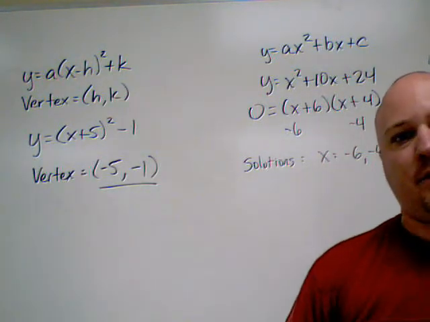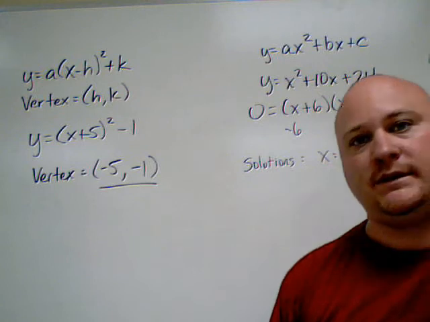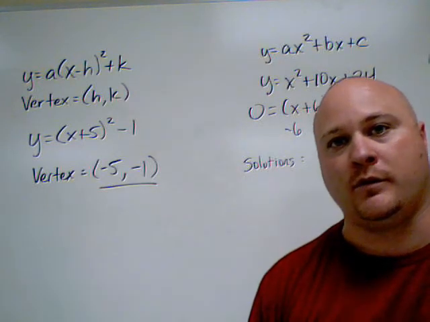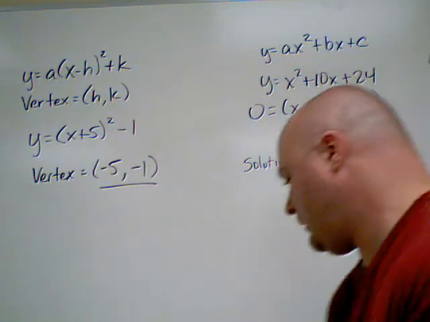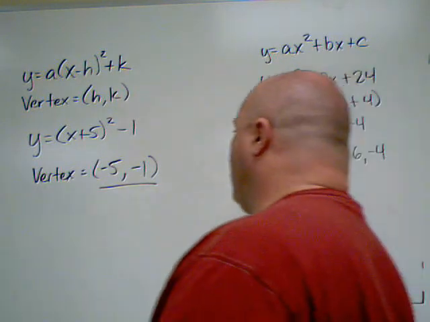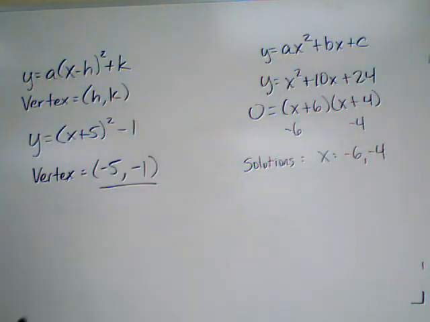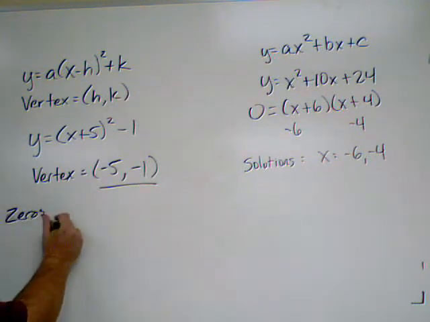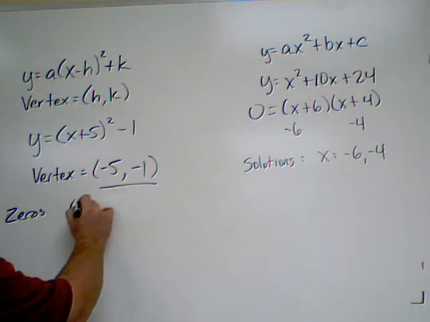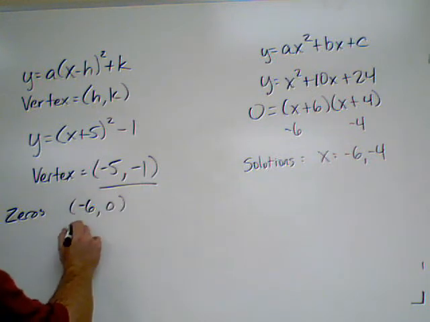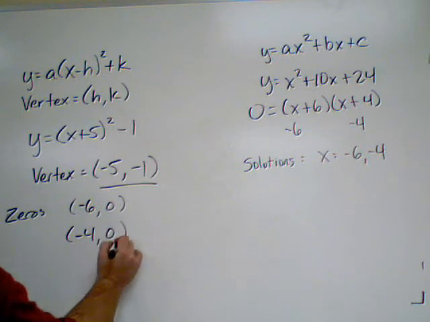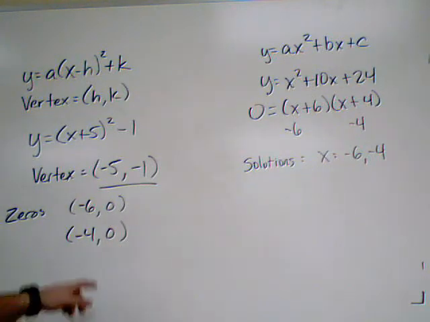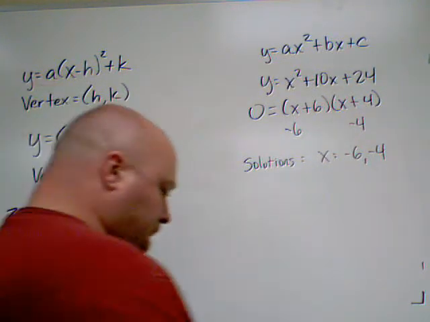Okay? Now we've got 3 key points. So if we want to try graphing one real quick, we can do that. Alright, let me make a little bank over here. Vertex is negative 5, negative 1, and we have zeros at negative 6, 0, and negative 4, 0. Okay? Remember, this is where y is 0.